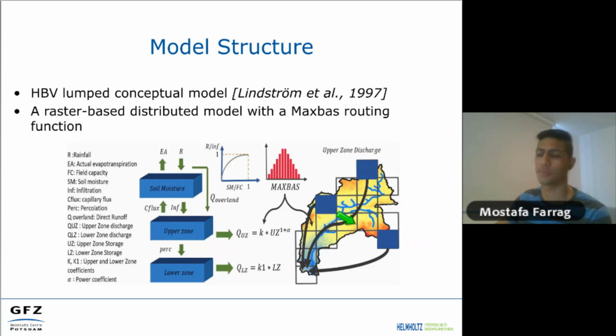The model structure that we have used is the HBV model, a lumped conceptual model based on Lindström 1997. It's a very simple model. We scripted it in Python, and in order to have it as a distributed model, we implemented a raster-based distributed model where each cell is a lumped conceptual model, and the discharge is routed directly with a max-path function to the outlet. So the total hydrograph at the outlet is the summation of the discharge from all of these cells.